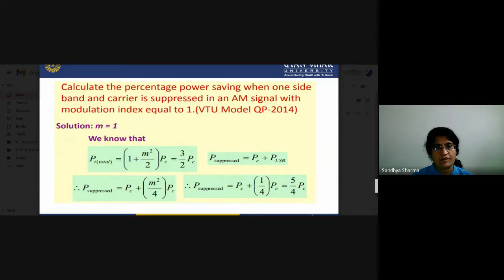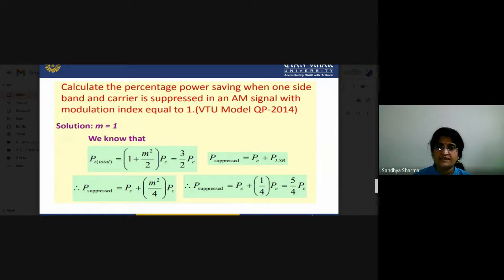So here we are working only on the one sideband. According to that, what about the basic equations? First of all, we have to calculate the total transmitted power, and that is equal to 3/2 Pc, where the value of Pc at present we don't know.